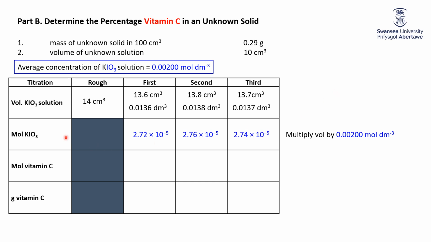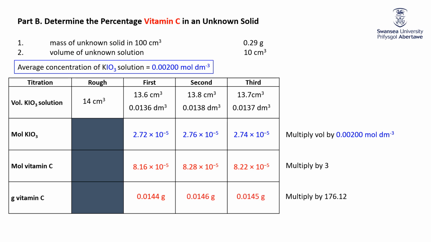Now, if you remember, every mole of KIO3 produces 3 moles of iodine. Each mole of iodine is sufficient for 1 mole of vitamin C. Therefore, to get the moles of vitamin C from the moles of potassium iodate, I just multiply by 3. And there's that. And then, of course, once I know the moles of vitamin C, I know the molar mass of vitamin C is 176.12. So multiply these moles by 176.12 to get the grams of vitamin C in each of those 10 cubic centimeters.